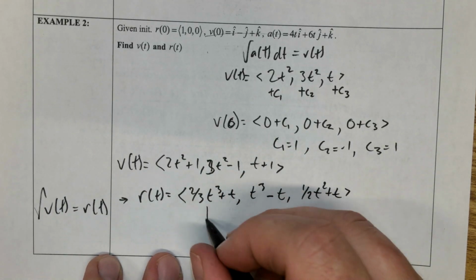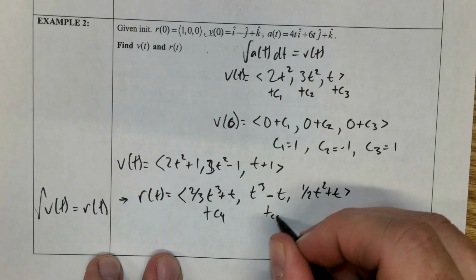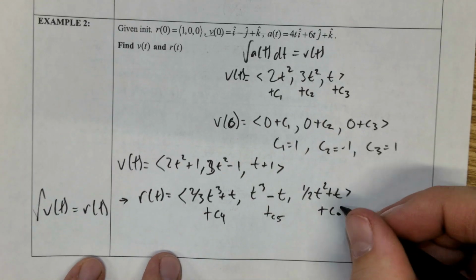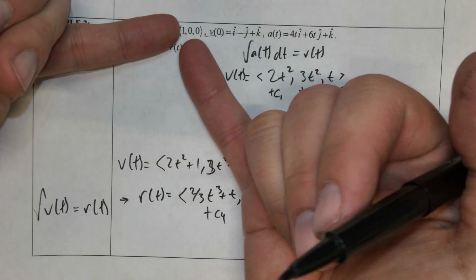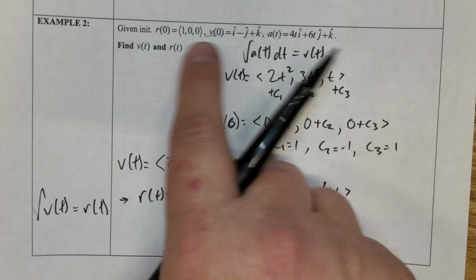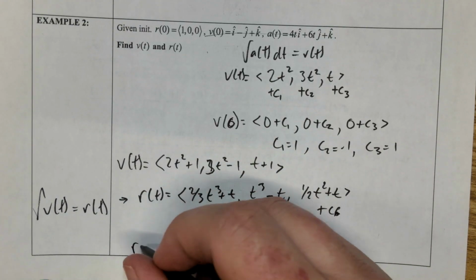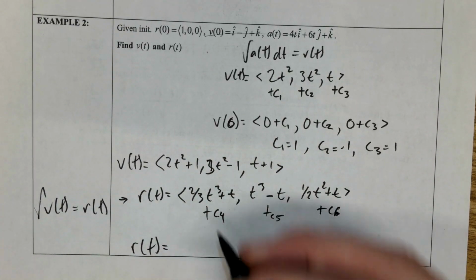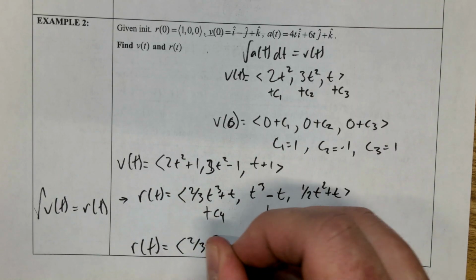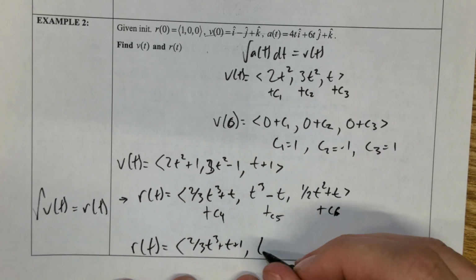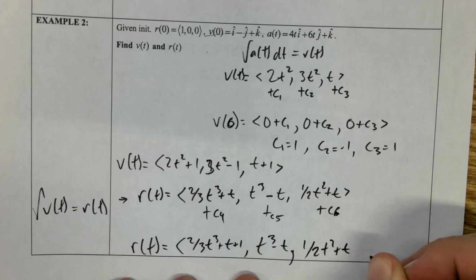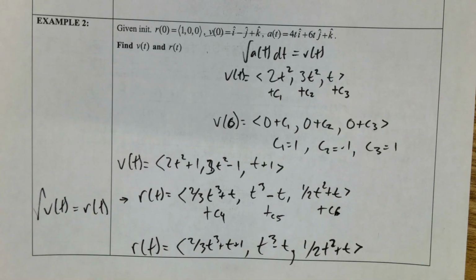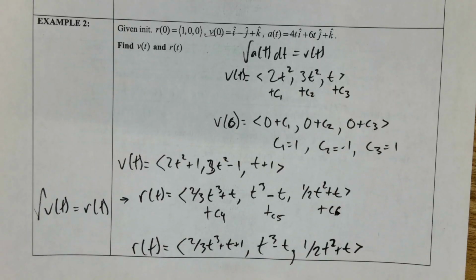And don't forget, like plus c4 plus c5 plus c6. I'm not going to call them 1, 2, 3 because that's mathematically incorrect. And again, using this initial condition, <1, 0, 0>. Switching between forms here because it's healthy and good for you. That means my final function, r of t, is going to be <2/3 t cubed plus t plus 1, t cubed minus t plus none, 1/2 t squared plus t plus none>. And that's it, right? There's no reason to drag this half of the sheet out.